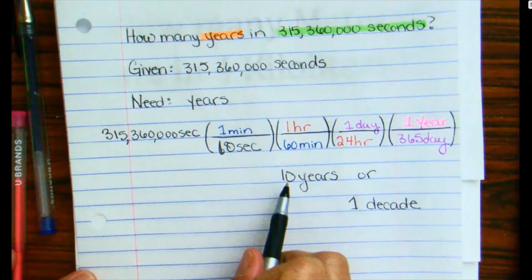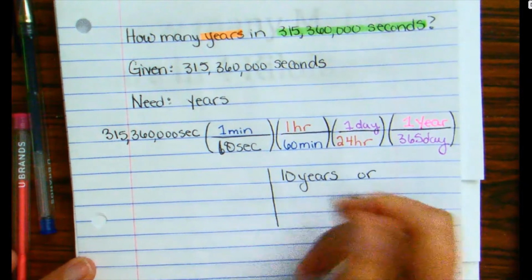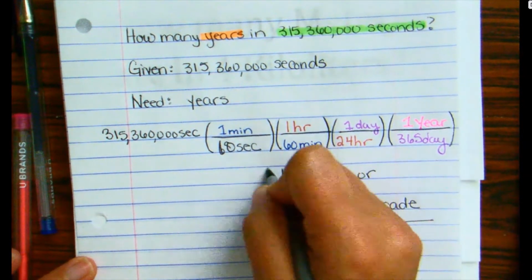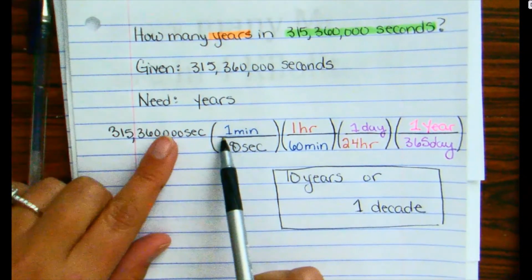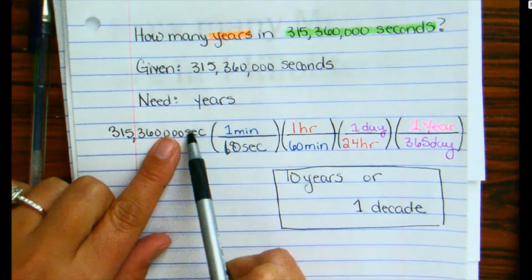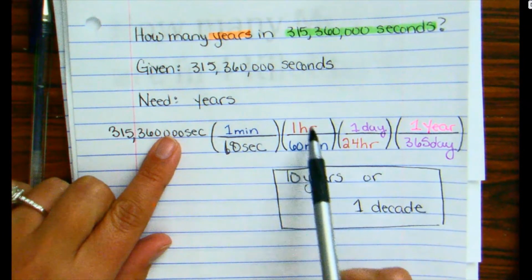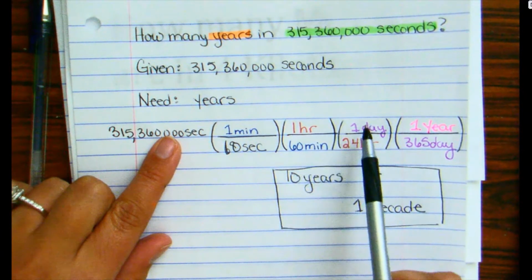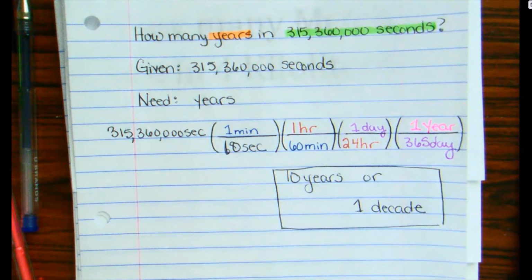Because remember, 10 years is 1 decade. It's an equivalence point. We're going to box our answers. And just to show you again, I did it in colors, but you can follow the unit cross out. So seconds cross out, leaving minutes, which cross out, leaving hours, which cross out, leaving days, which cross out, leaving years.